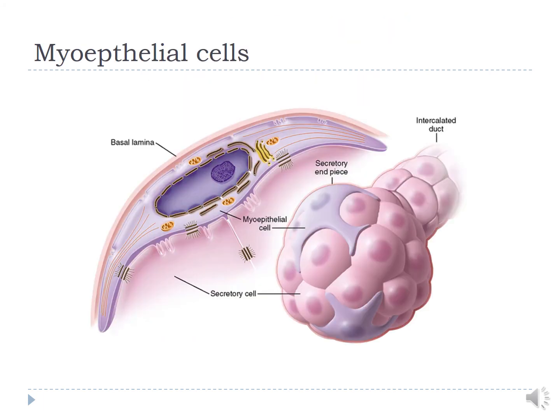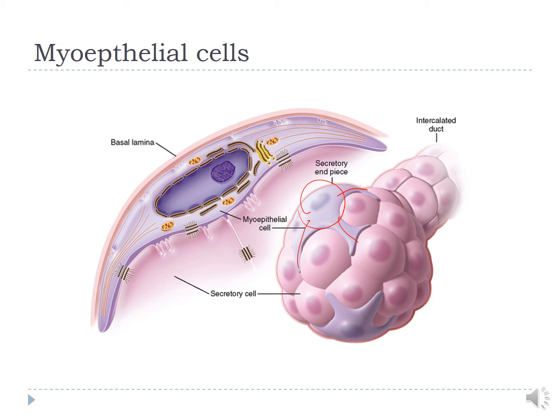Myoepithelial cells are located between the basement membrane and the basal lamina of the serous or mucous cells forming the secretory end pieces, that is, the acini or the tubules. Each myoepithelial cell has a body and many long processes. So you can see that it has a body and long processes. Each myoepithelial cell envelops the secretory cells. The cell body contains the nucleus and a number of small organelles. The cell processes contain actin and myosin filaments.